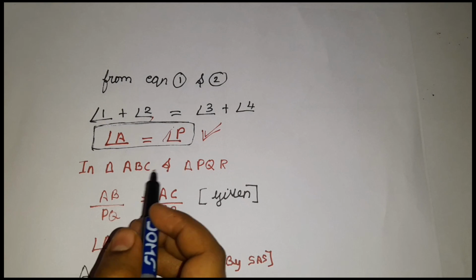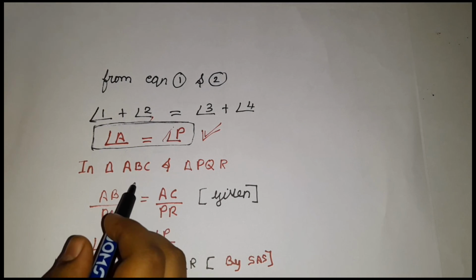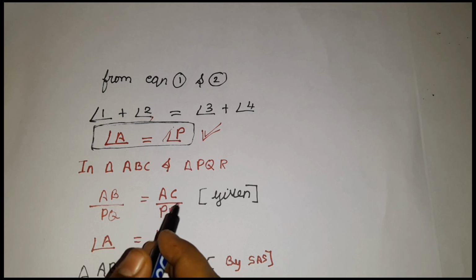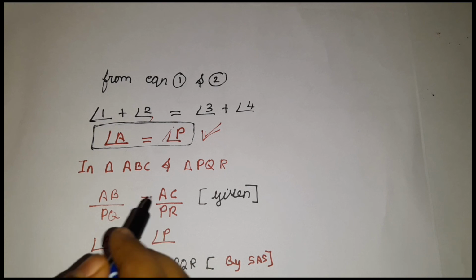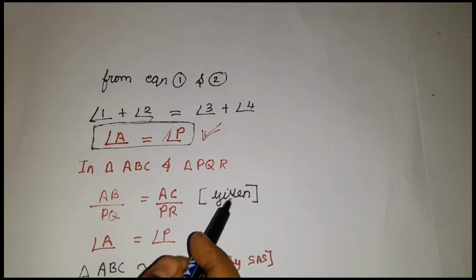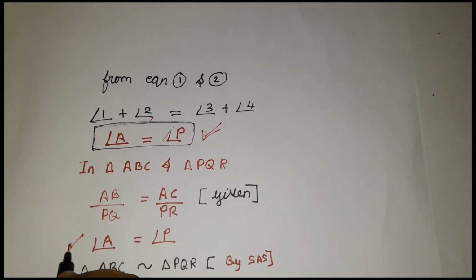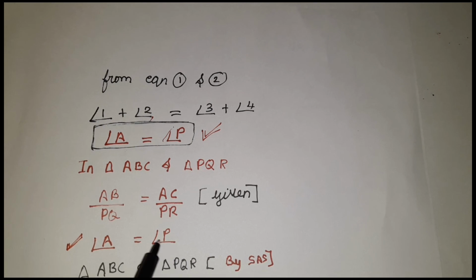Am I right? So after getting the angle information, I wrote in triangle ABC and triangle PQR. From those two triangles, I just used the values. How did I use these values? Because it was given in the question. In the question itself they showed it as proportional. Then finally I used the value, that is angle A is equal to angle P. Why? Because we proved it. Am I right? And then I told triangle ABC is similar to triangle PQR.